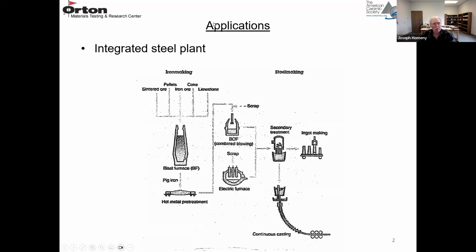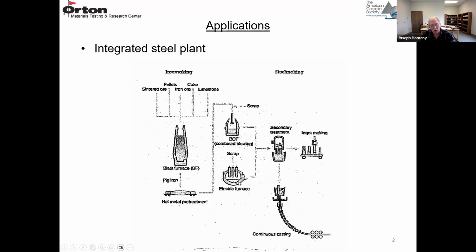So if you're not familiar with a steel plant, this is basically a diagram showing an integrated steel plant. The iron making is done in the blast furnace, and you have your iron ore, your carbon source, which is coke, and the limestone to make the slag. That goes into a blast furnace that makes the iron. The iron is transferred through some type of hot metal car to a basic oxygen furnace, and that blows oxygen into the iron and removes the carbon.